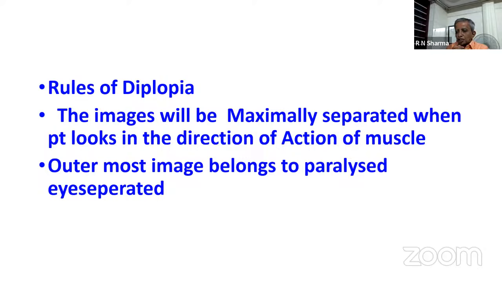and finding out in which direction the images are maximally separated, and then, closing one eye, finding out by closing which eye the outer image disappears. By that you can say whether it is a superior rectus, inferior rectus, superior oblique, or inferior oblique. This is how it is done: the practical way of analyzing the movement of the eyeballs by each muscle.